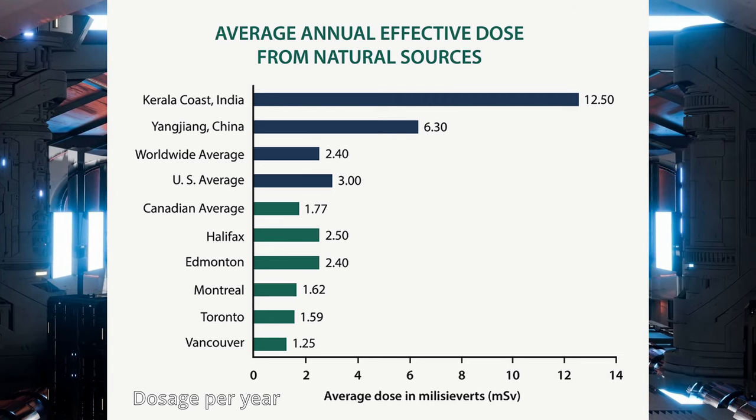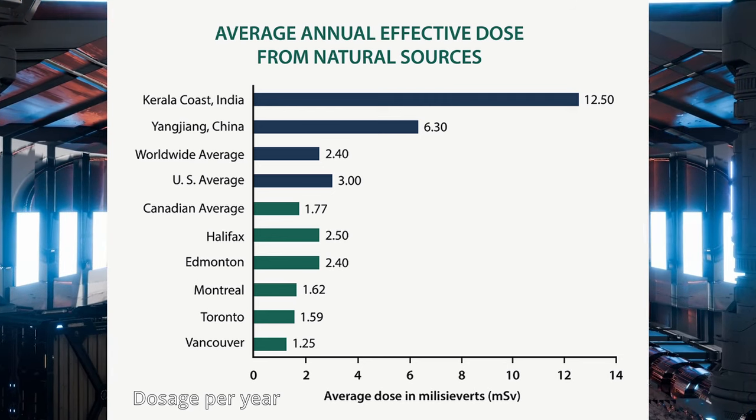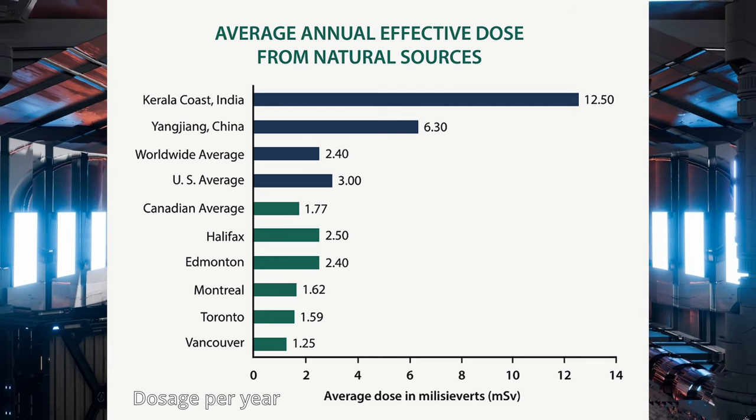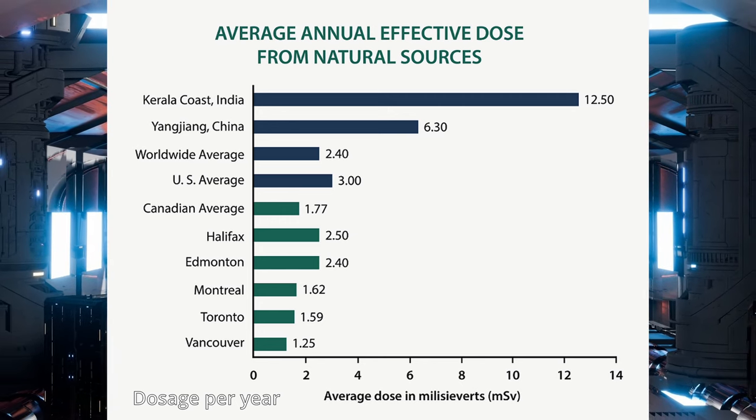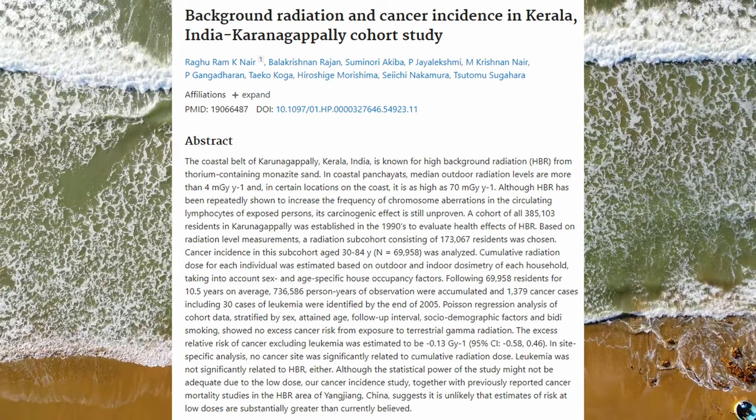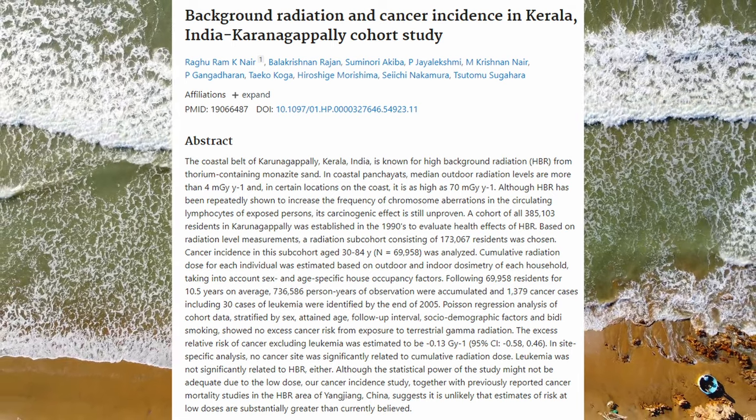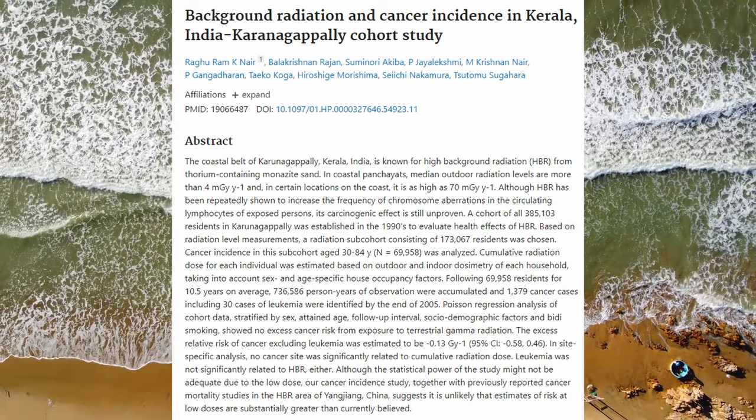For most people, the amount of natural radiation that they receive is significantly higher than the amount of artificial radiation. Not that natural radiation is somehow better for you, of course, but artificial radiation sources are just not a problem for the average person. The Kerala coast in India has one of the highest levels of natural background radiation at 12.5 millisieverts, due to its thorium-containing monazite sands. Now, you might be wondering then, does living in Kerala increase your chances of getting cancer? It's a good question, but the answer seems to be probably not. A massive study followed people living in Kerala for over 10 years and found no evidence of excess cancer risk from exposure to terrestrial gamma radiation.